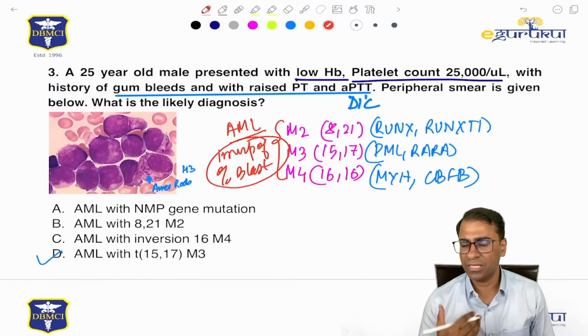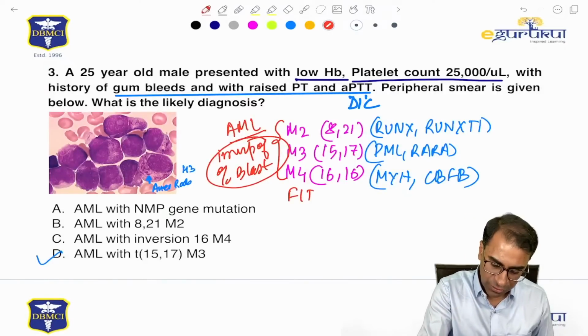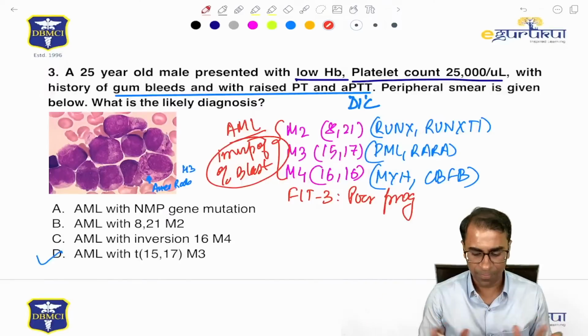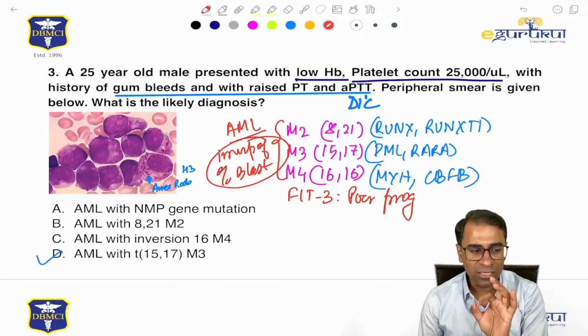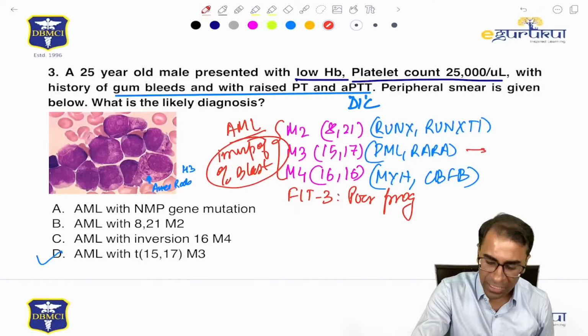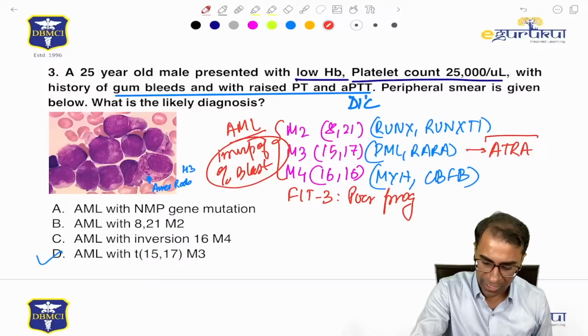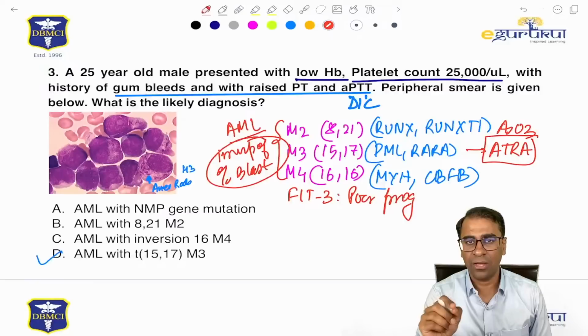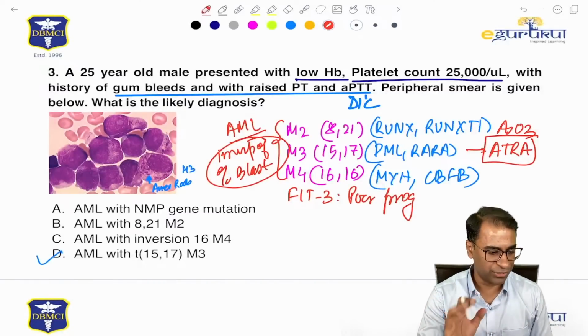About the other mutations, just remember the NPM1 mutation, CEBPA mutation, FLT3 mutation. I'll add one more piece of information here: FLT3 mutation in AML has a poor prognosis. Just try to remember this. What they asked a couple of years back in INI-CET is what is the treatment of choice for PML-RARA? This was the question, and the answer was all-trans retinoic acid, ATRA. So ATO, arsenic trioxide, with ATRA are the two drugs which can be given in a case of PML-RARA mutation.